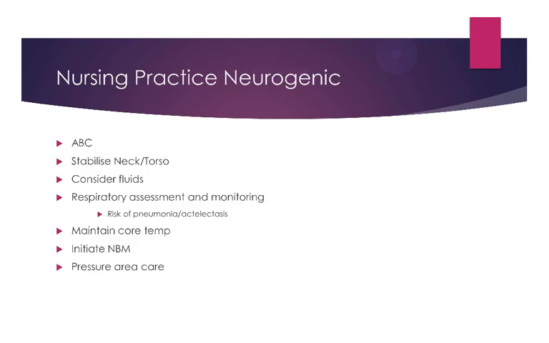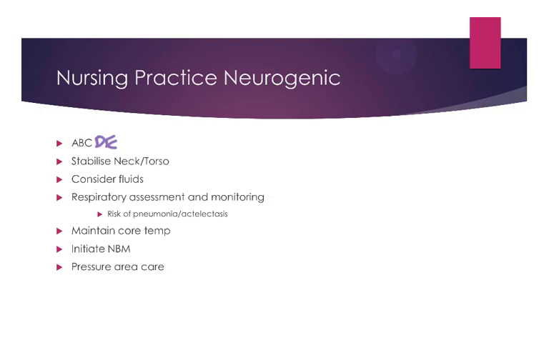So, thinking about the nursing practice for our patients in neurogenic shock. A to E assessment again. I've missed D and E off here. And we need to stabilise the neck and the torso as well, because usually these patients have neurogenic shock as a result of some kind of spinal trauma. So we need to consider fluids cautiously, depending on the clinical presentation. We also need to do a respiratory assessment and monitor, because there may be a risk of pneumonia and atelectasis as well.